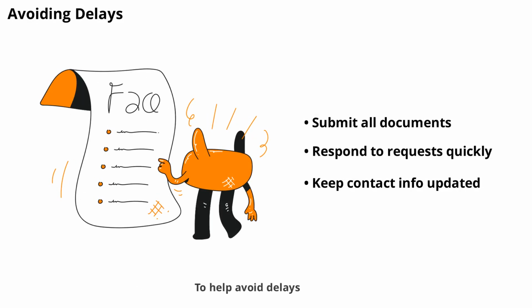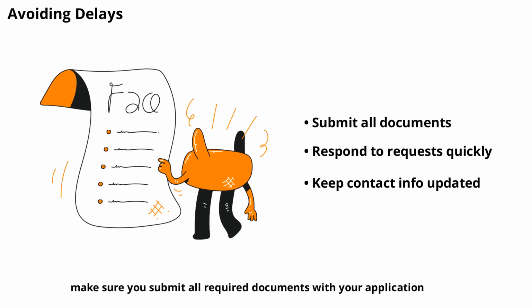To help avoid delays, make sure you submit all required documents with your application. Respond promptly to any requests for additional information. Double check that your contact details are correct and up to date. If you're unsure about what's needed, review the SSA's checklist or contact their support team. Being thorough and responsive can help your application move through the process more quickly.